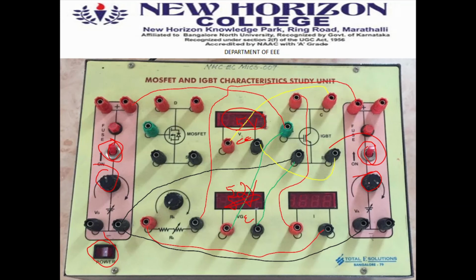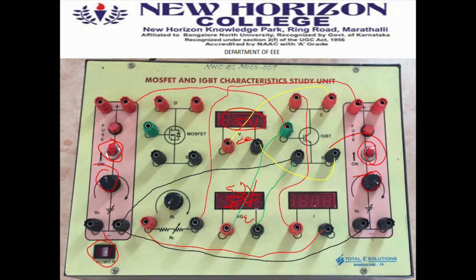Now after this, try to increase this one in steps of 0.5. I'll try to increase this voltage. When I keep on increasing this voltage, the current slowly increases. After reaching a particular value of current, for example 1 milliamp, even if I keep on increasing this voltage, even if the voltage goes to maximum, the current will not increase. The current will be constant, stable.